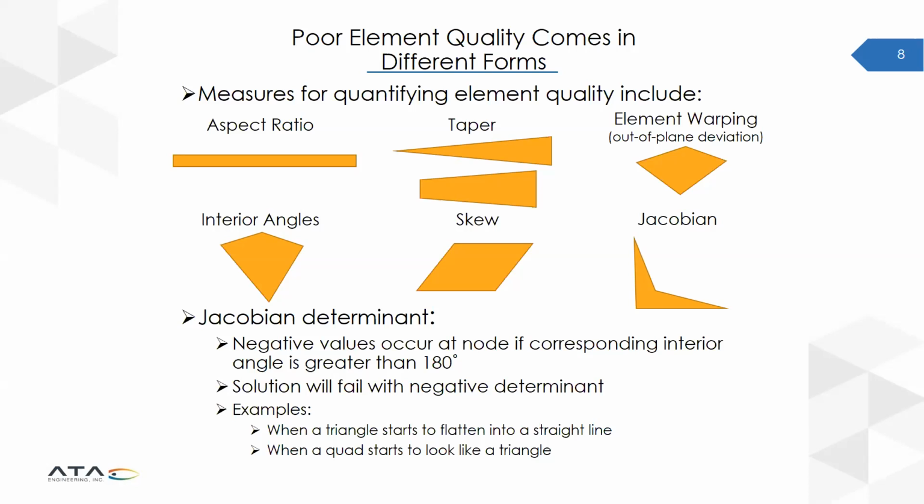And then Jacobian is interesting because in Nastran, the solution will actually fail if the Jacobian values are negative. With all the other different kinds of bad elements, the model will still usually run, it just won't be as accurate, but Jacobian, if it's really bad, will actually error out.